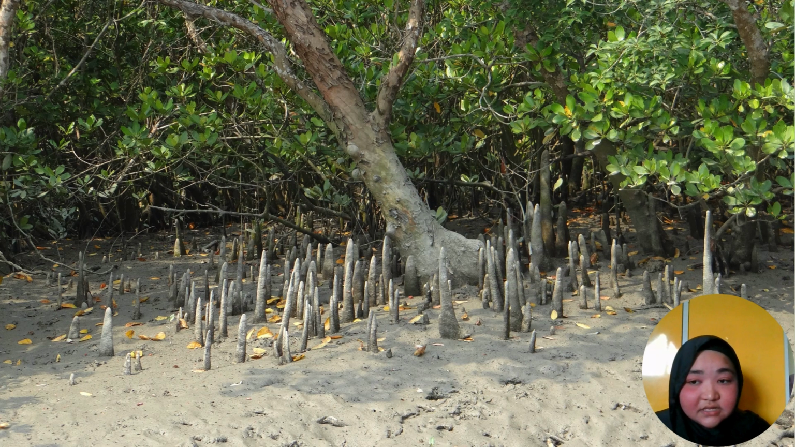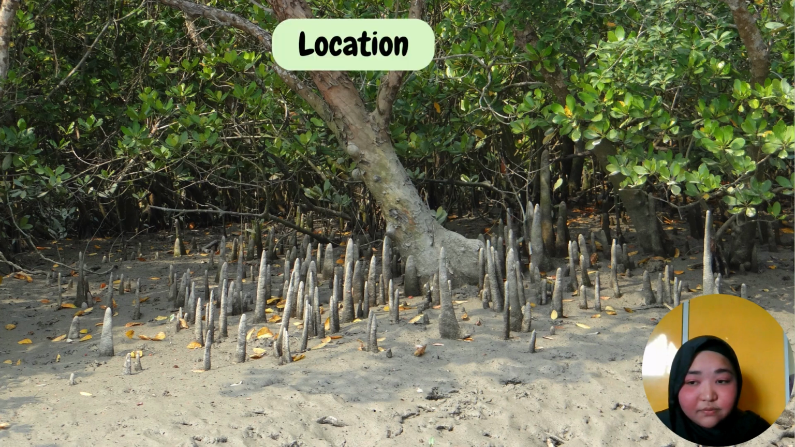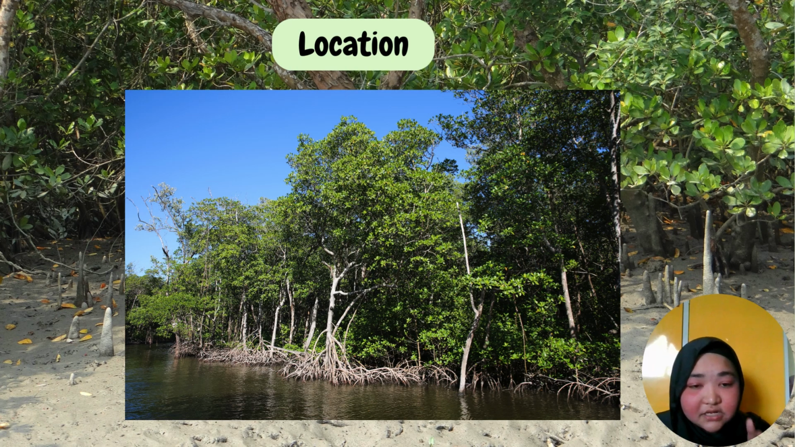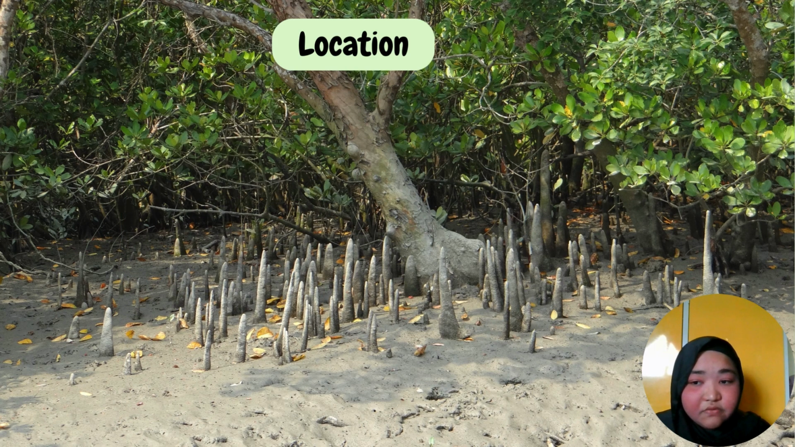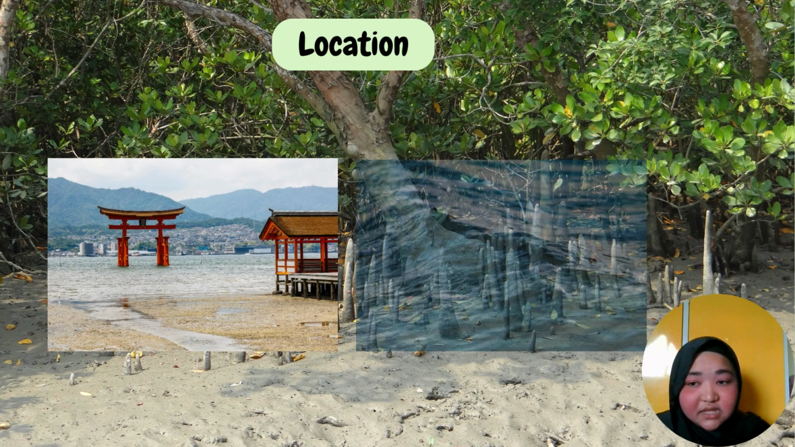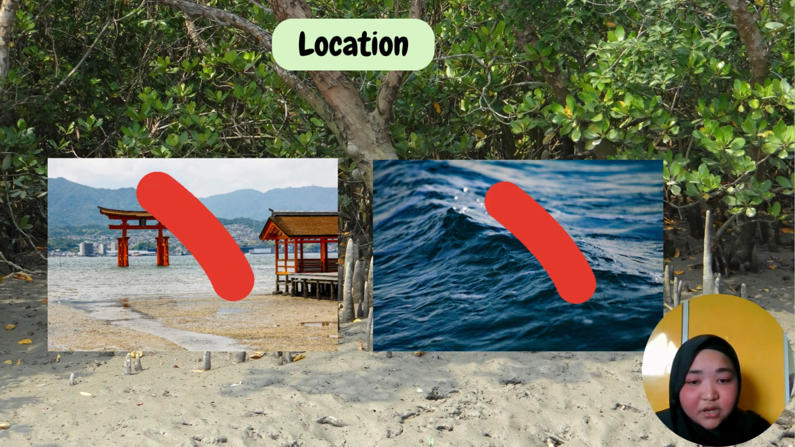The first factor to consider is the location. Mangroves grow best in the intertidal zones, which are areas where land meets the sea. These zones allow mangroves to interact with both land and water, creating the perfect condition for their roots to anchor and absorb nutrients. Choosing the wrong location, such as too far from inland and too far from the sea, can make it very difficult for mangrove to survive.